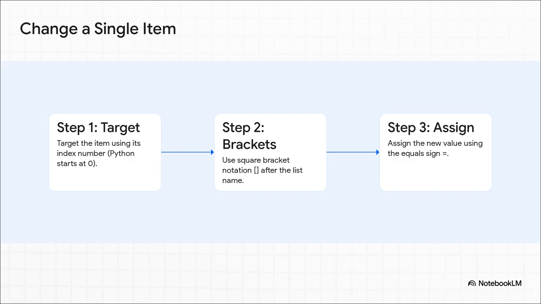And here it is, the number one rule you have to burn into your brain. Python always starts counting from 0. So the first item is index 0, the second is 1, and so on. Step 2, you put that index number inside square brackets right after your list's name. And finally, at step 3, just use the good old equal sign to assign the new value. That's literally all there is to it.